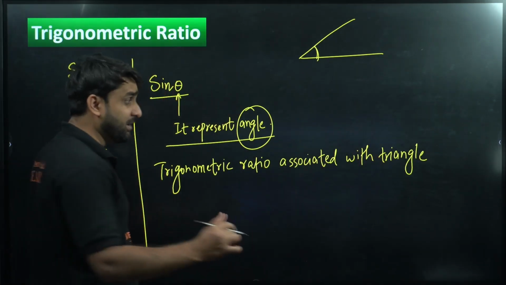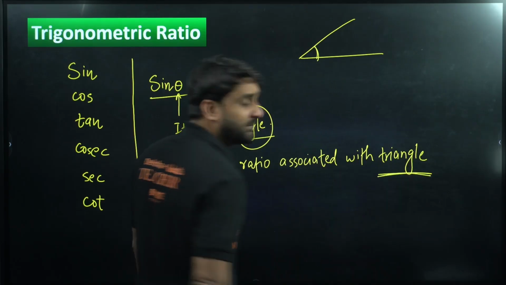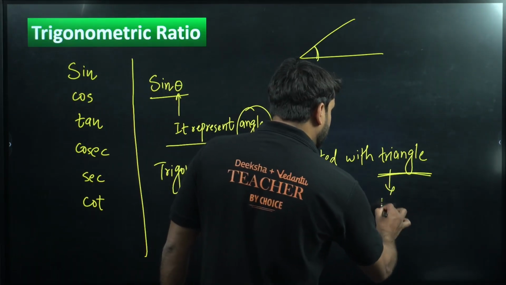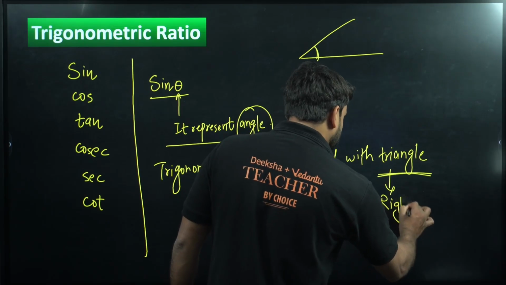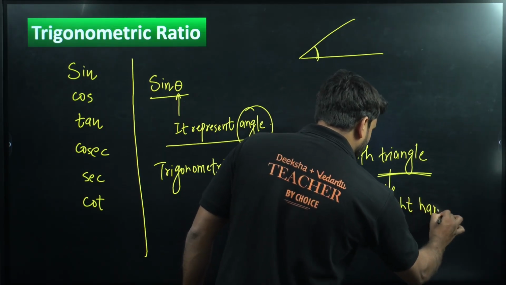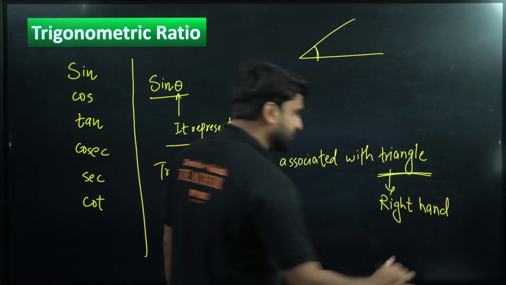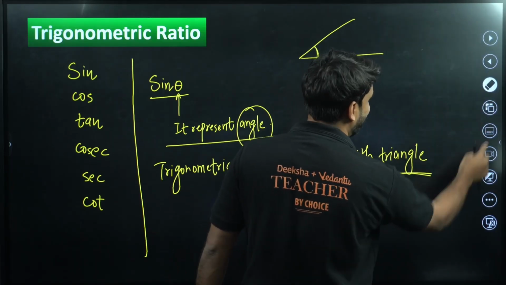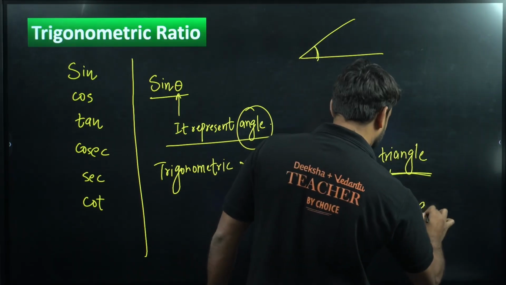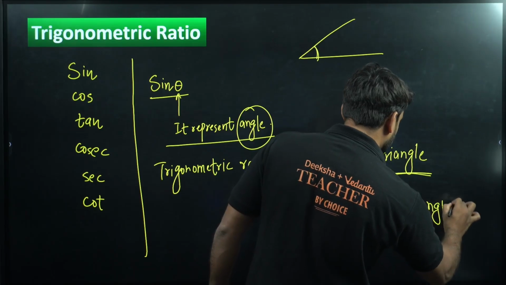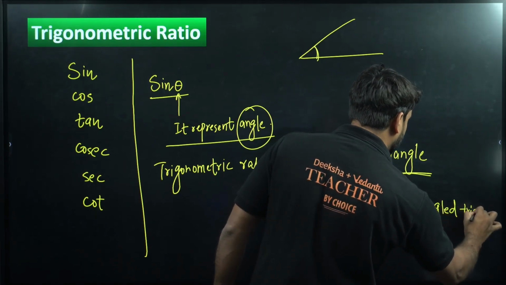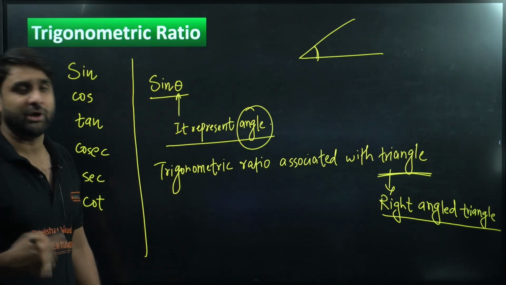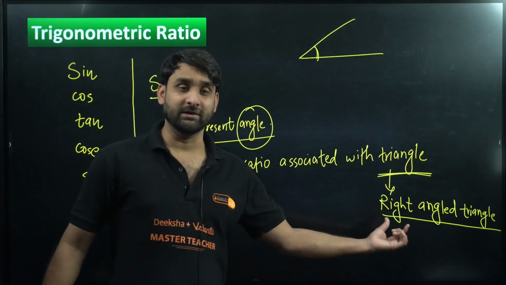But which triangle? This is the question here. Basically we are all going to deal with right angle triangle. Just wait a little while, I am going to clear every doubt here. This is a right angle, a right angled triangle, right champions? So basically we generally apply trigonometric ratio theory for right angle triangle, right?